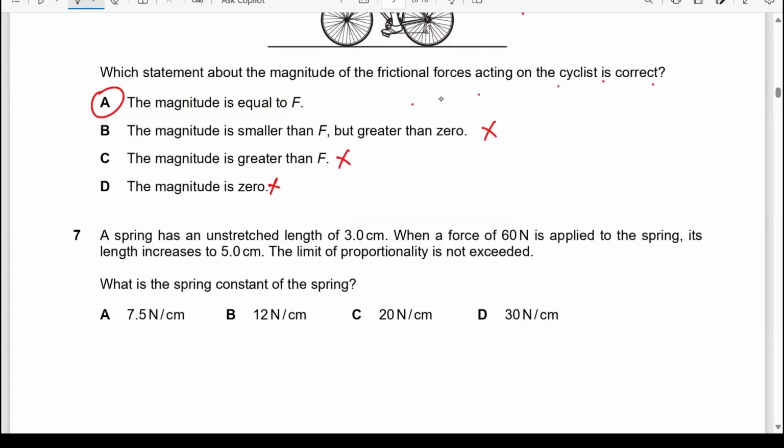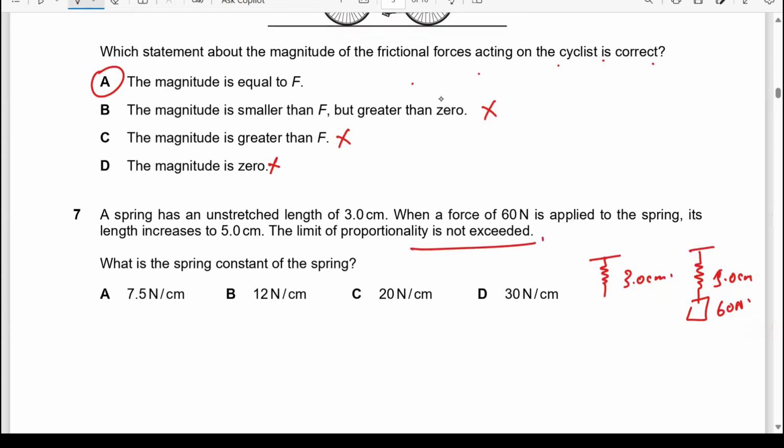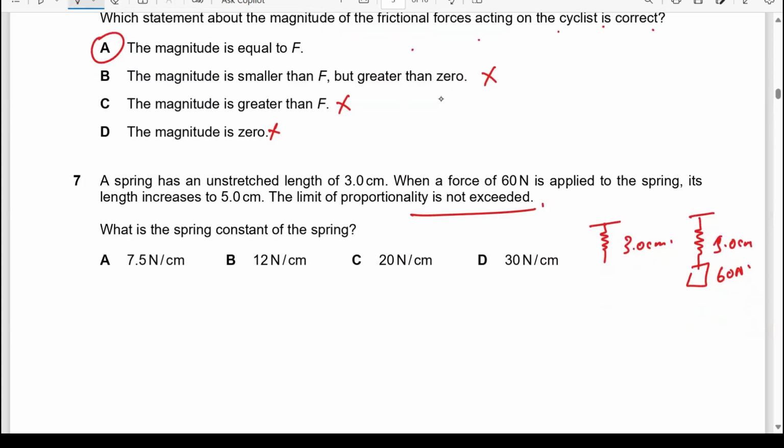A spring has an unstretched length of 3 centimeters. When a force of 60 Newton is applied to the spring, its length increases to 5 centimeters. The limit of proportionality is not exceeded. What is the spring constant of the spring? F is equal to kx. Force is 60 and the extension is 2 centimeters. So the answer will come in Newton per centimeter.